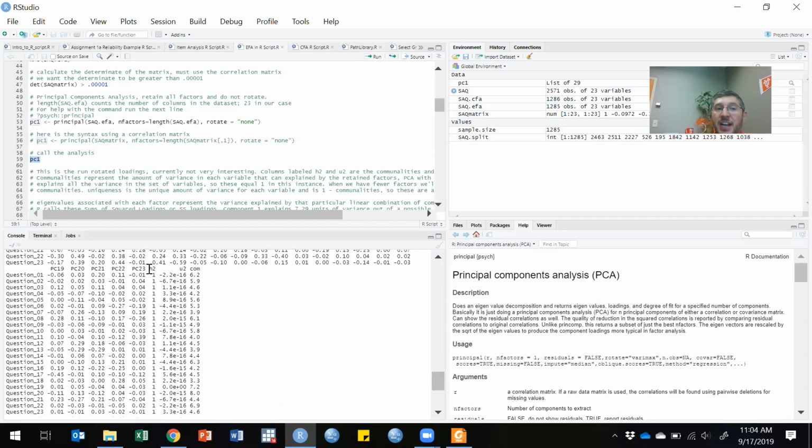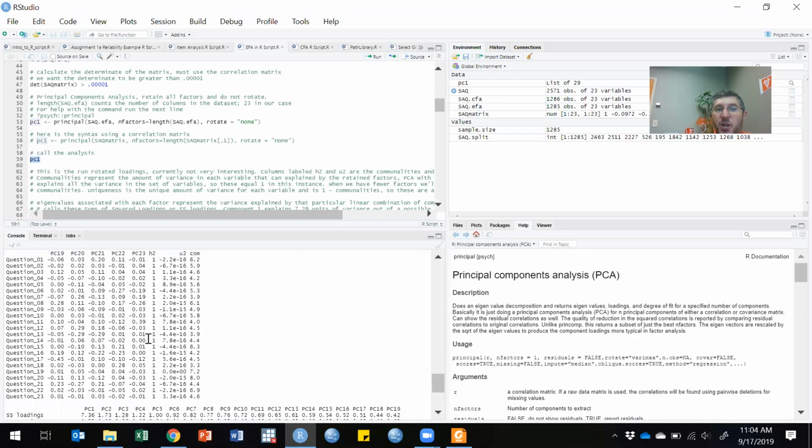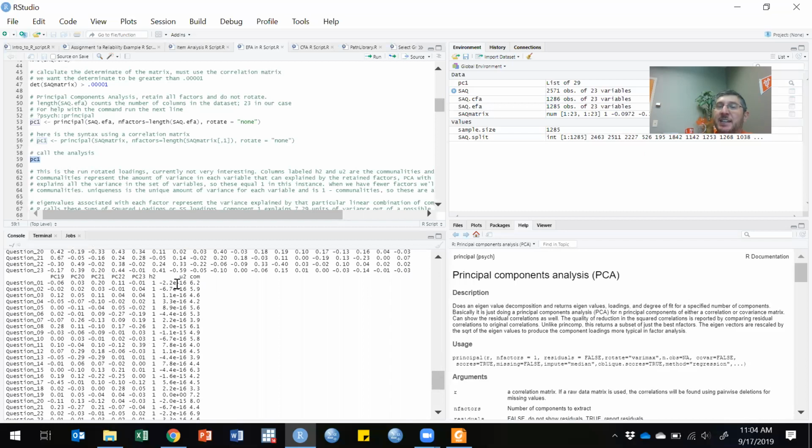You can see H2, remember that was how we denote our communality, the proportion of common variance in the data set. Remember, principal component analysis starts off by assuming all of the variance is common variance. So you can see the communalities are all 1 for all of our variables, and the uniquenesses are all essentially 0. We've got 15 zeros in front of this, so it's just a rounding error here.